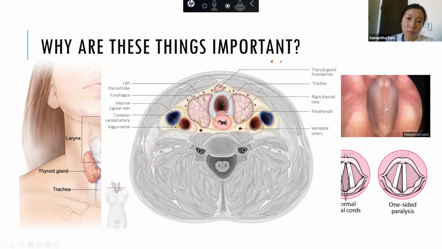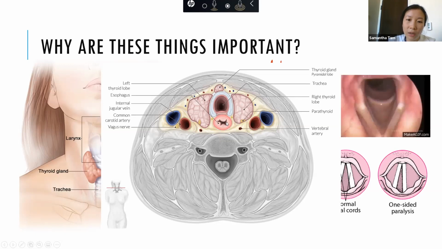The last thing is for swallowing. Why is it important for swallowing? Well, this is an aerial view, a cross-sectional view of the neck. Here's the thyroid, one side on this side, one side on the other side. This is the middle part of the thyroid. This is the windpipe. We're looking into it like a tunnel. And then right behind the windpipe is our esophagus.